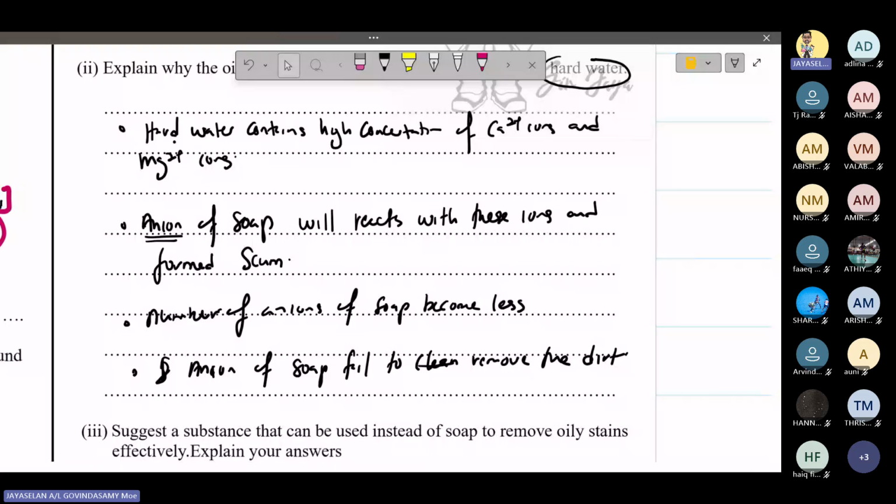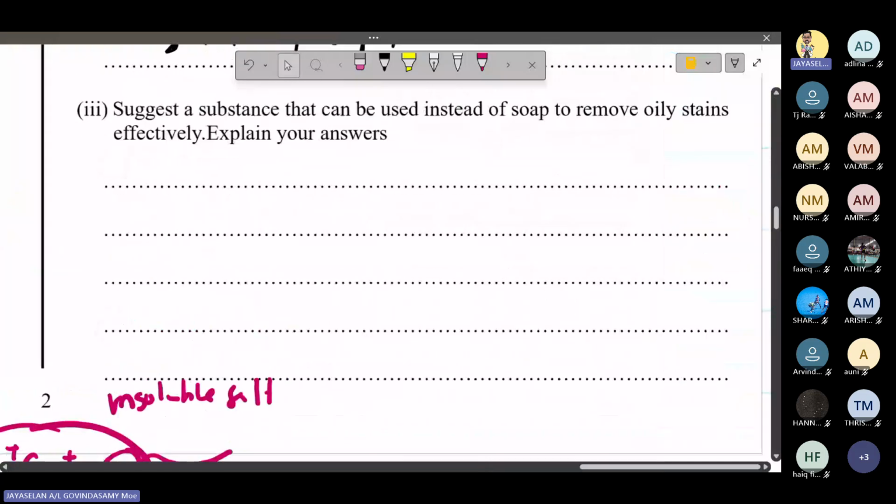Once finished, one person raise your hand. After this we go straight to the next question. Okay, very good. Now we go for the next question.